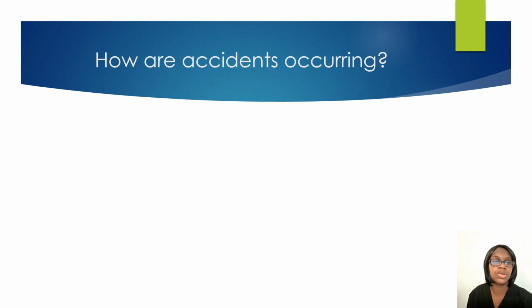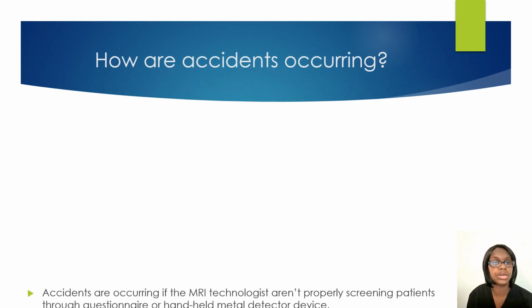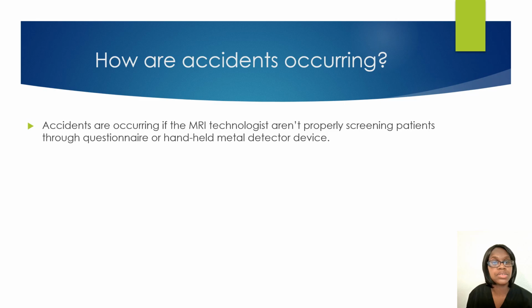Okay, so now we're going to talk about how accidents are occurring. Accidents are occurring whenever the MRI techs are working too fast. They're not properly screening their patients. They're just looking at the MRI screening form and they see a lot of no's, so they think everything is okay instead of verifying the information with the patient.